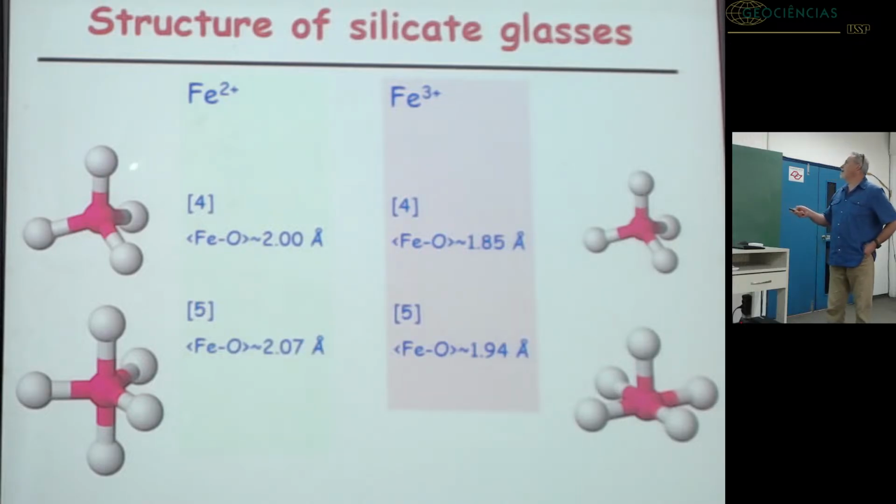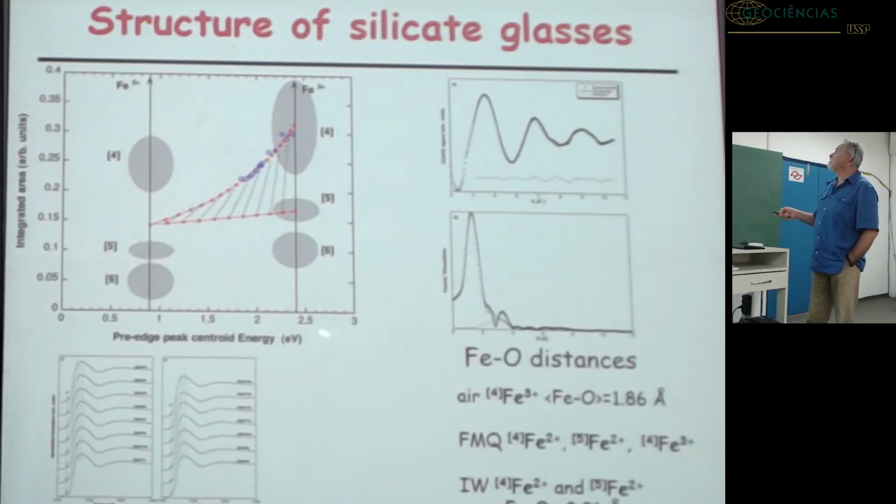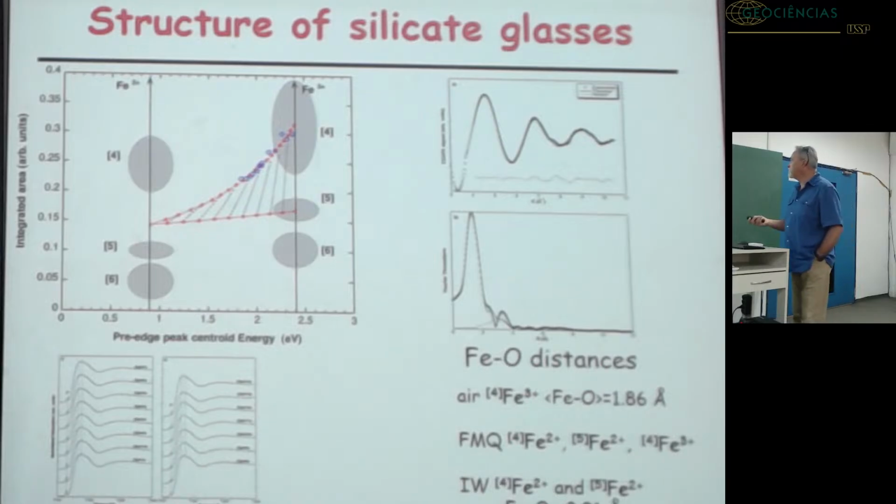Those are the coordinations we inferred for the different possible coordination environments of iron in those glasses. Those are the ones we measured. That's the XAS spectrum we measured. And what we found is, in another sample not shown here, where iron is completely divalent, the average iron-oxygen distance is close to 2 angstroms.